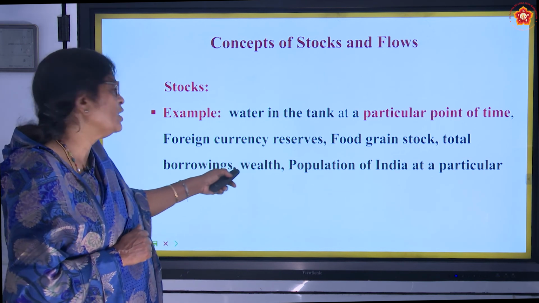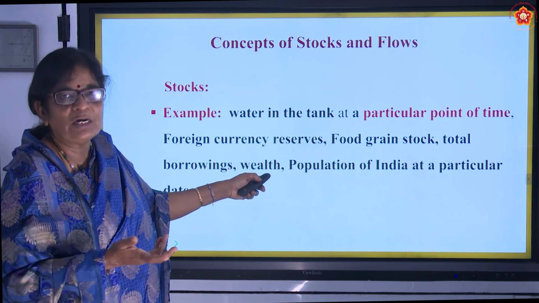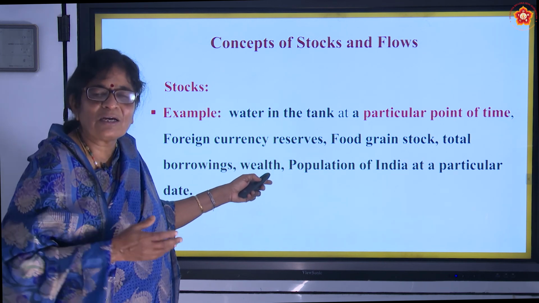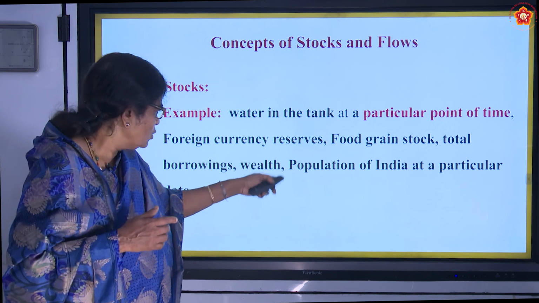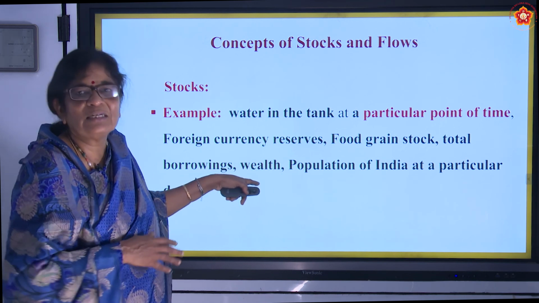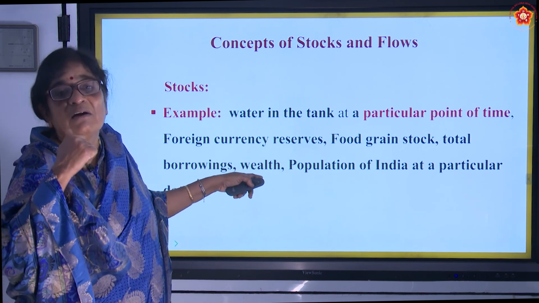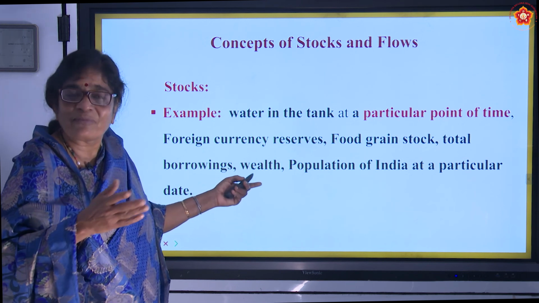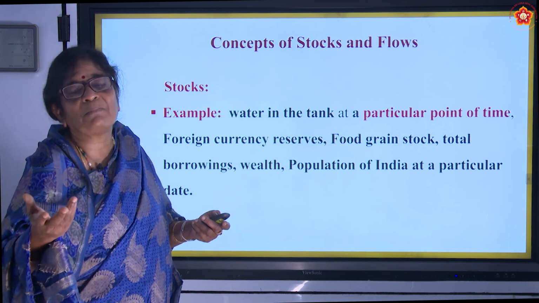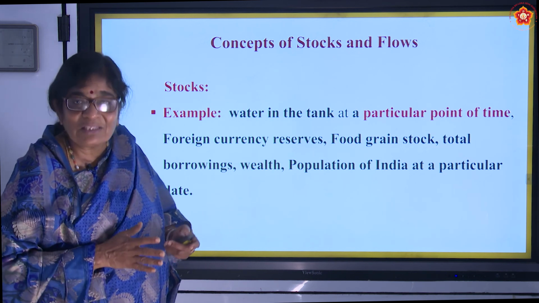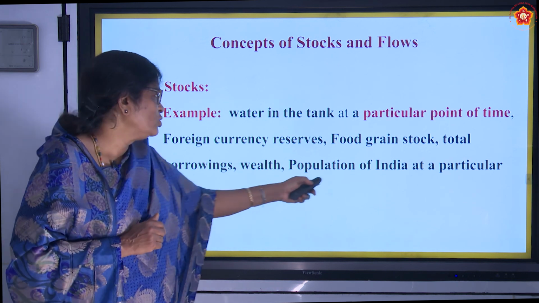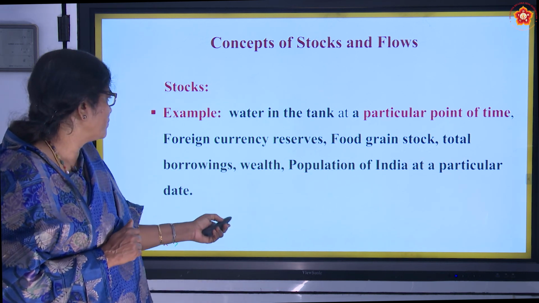Therefore, total borrowings from IMF or World Bank for India. Wealth means everything, house, money, bank accounts, vehicles, gold, everything together at a point of time, how much worth of wealth I have on the 30th of December at 10 o'clock. Because after 11 o'clock I may give some money to charity. Therefore, my wealth will decline. At a particular point of time, how much? And the population of India at a particular point of time.